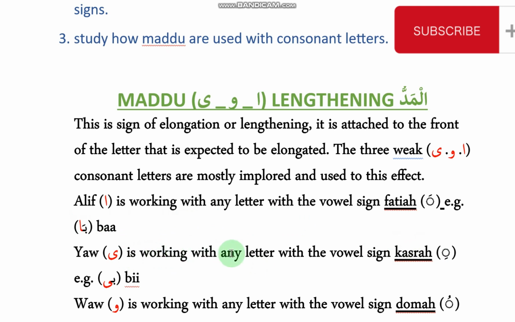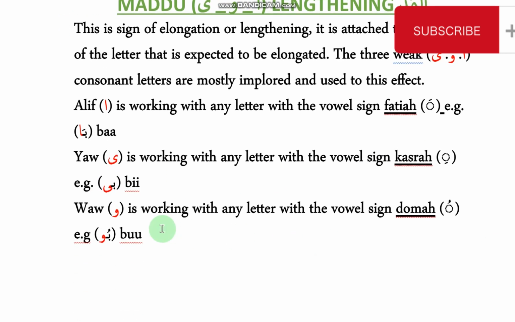And yaw is working with any letter with the vowel sign kasra. For example, this is ba, and yaw has been attached to it for the purpose of elongation. And the third one is waw. Waw is working with any letter with the vowel sign damma. For example, ba is attached to the damma for the purpose of elongation. Let me quickly make certain things clear.